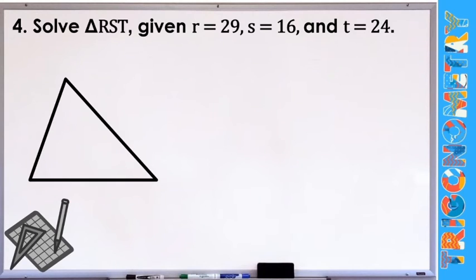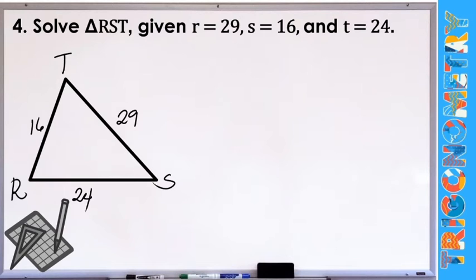So let's proceed with number 4. In this, we have given three sides. So let's input first our given. So this is angle A, B, and C. I'm sorry, that is R, S, and T. So let's write R, S, and T. So your side R is 29, your side S is 16, and then your side T is 24. So again, which angle are we going to get, is it angle R, S, or T?